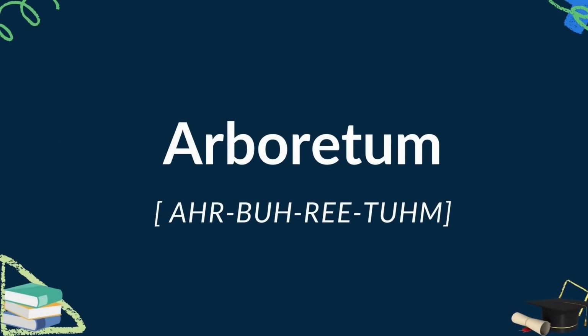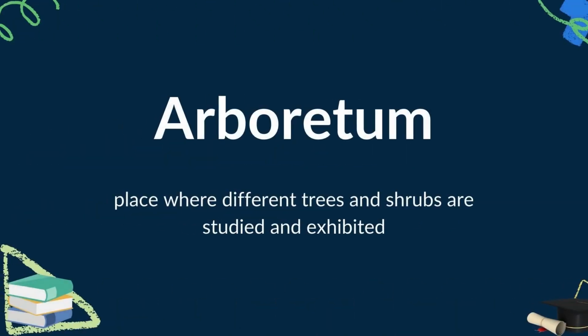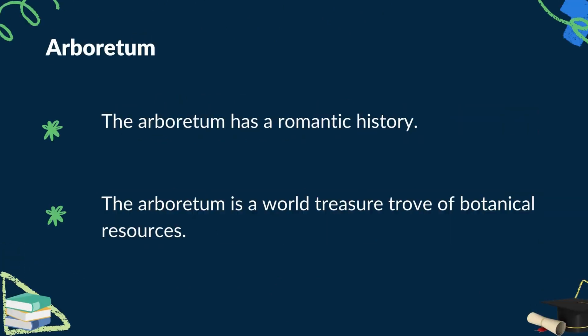The next word is arboretum. A-R-B-O-R-E-T-U-M. Arboretum. Arboretum means place where different trees and shrubs are studied and exhibited. Here are some ways you can use the word in a sentence. 1. The Arboretum has a romantic history. 2. The Arboretum is a world treasure trove of botanical resources.